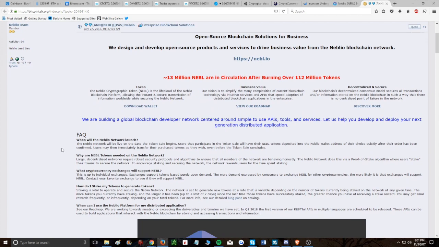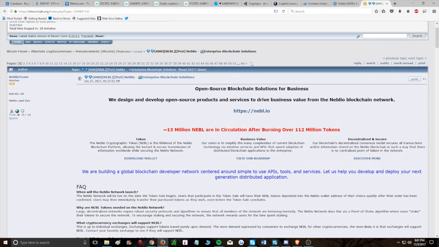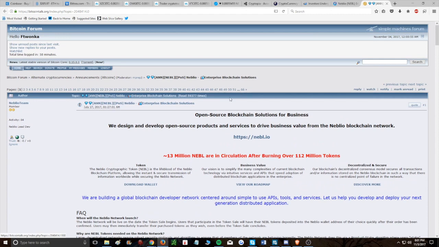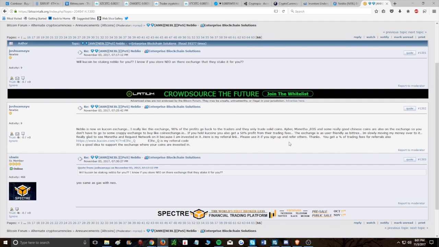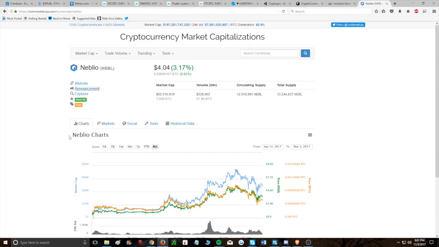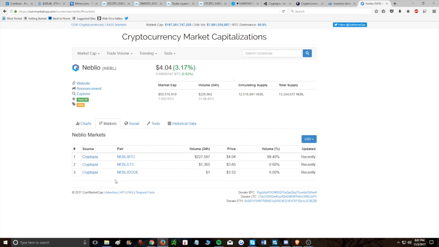And we want to know if this is active. Like, how many pages? There's 66 pages here of people talking about this. So you could just go to the last page, or you could read them all and see what's going on. Neblio is now on KuCoin Exchange, so they're getting added to more exchanges. That's another good sign. Right now, they're only on Cryptopia, I believe. Yep, Cryptopia. And that's a very small exchange.